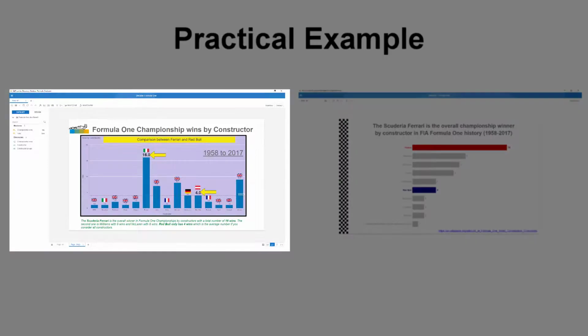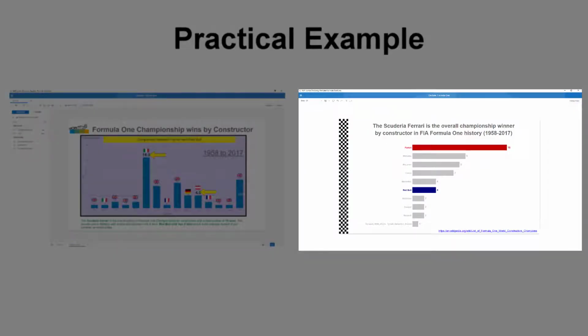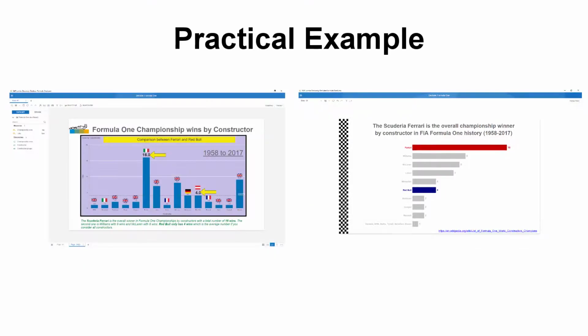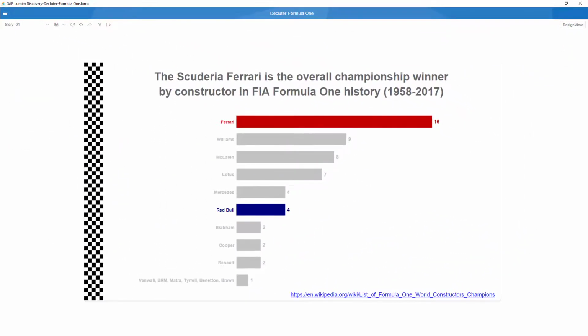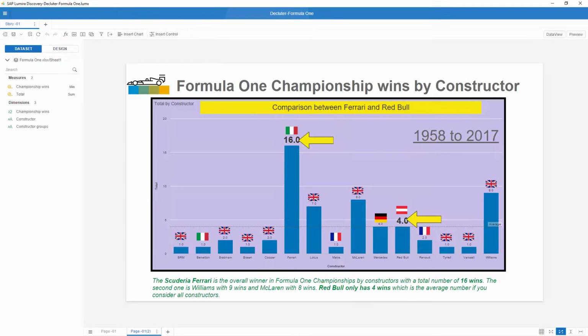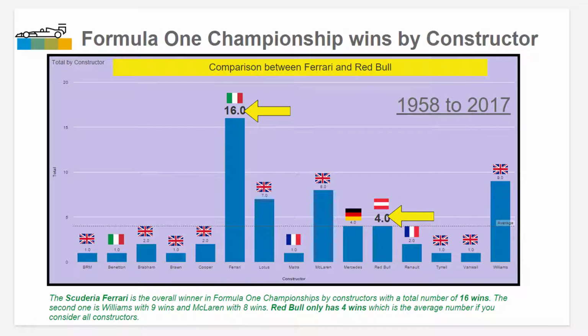On the left side, you can see the original visualization, and on the right side, the visualization after I've reworked it and applied some best practices. Now, this is subjective. Everyone has different ideas of what they want their final report to look like. What's important to understand is that this finished visualization leverages best practices in visual design. Our example here is based on sports data, and it shows Formula One victories by constructor.